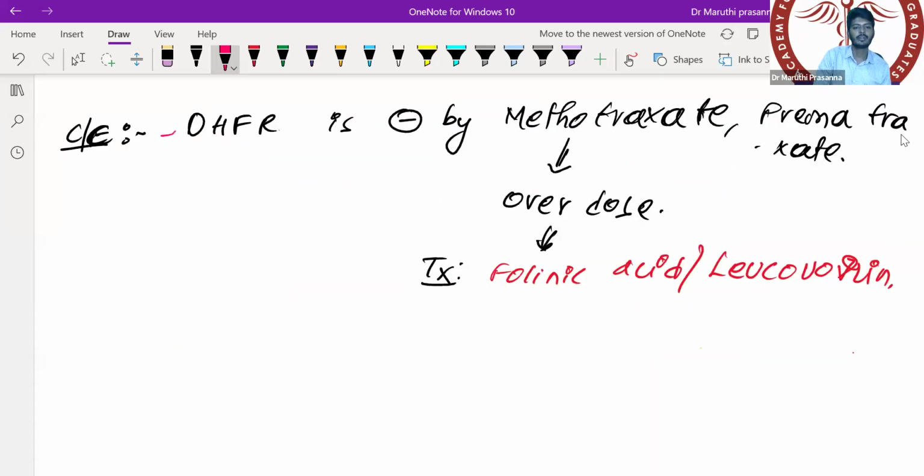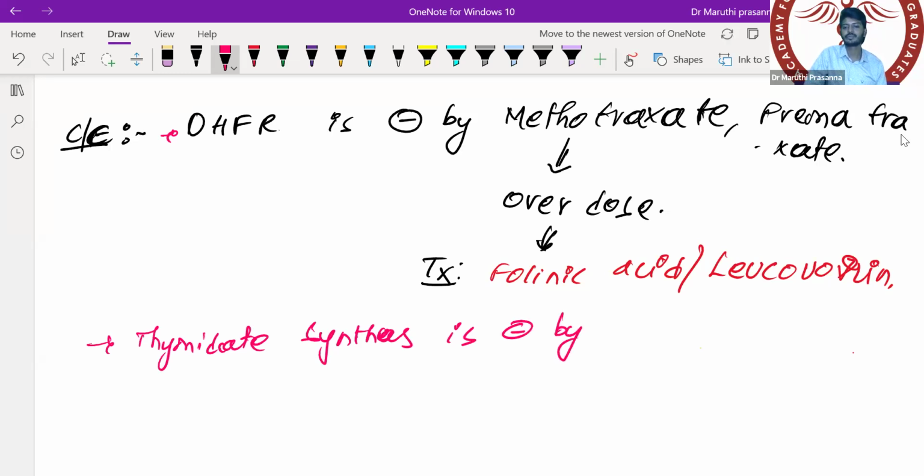Then let's go to the next one. Can anybody tell me, thymidylate synthase is there, right? Thymidylate synthase is blocked by which drug? Any guesses? You are inhibiting the thymidylate synthase by which drug? Thymidylate synthase is an enzyme inhibited by a drug. Any idea? No guess? Anyways, don't worry.